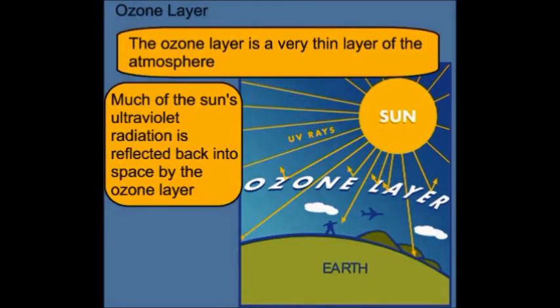The ozone layer is a very thin layer of atmosphere, and it's part of the stratosphere. And it's so thin, it's about the thickness of a penny. And much of the sun's ultraviolet radiation is reflected back into space by the ozone layer. This is really significant because ultraviolet radiation from the sun contains a lot of energy in that wavelength, and that can be harmful to living things on Earth.